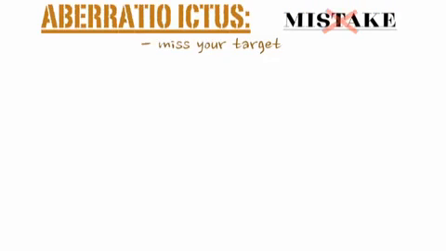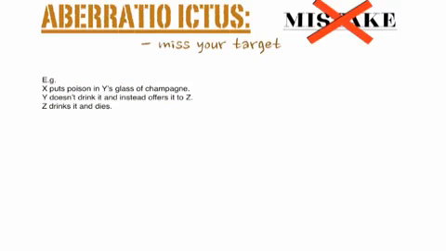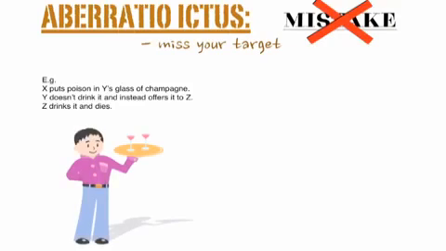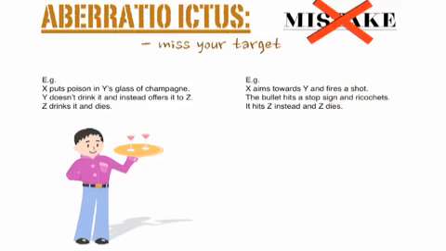Aberratio ictus. Aberratio ictus is not a type of mistake. Aberratio ictus occurs when a person misses their target and they kill somebody else. For example, X puts poison in Y's glass of champagne. Y doesn't drink it and instead offers it to Z. Z drinks the champagne and dies.